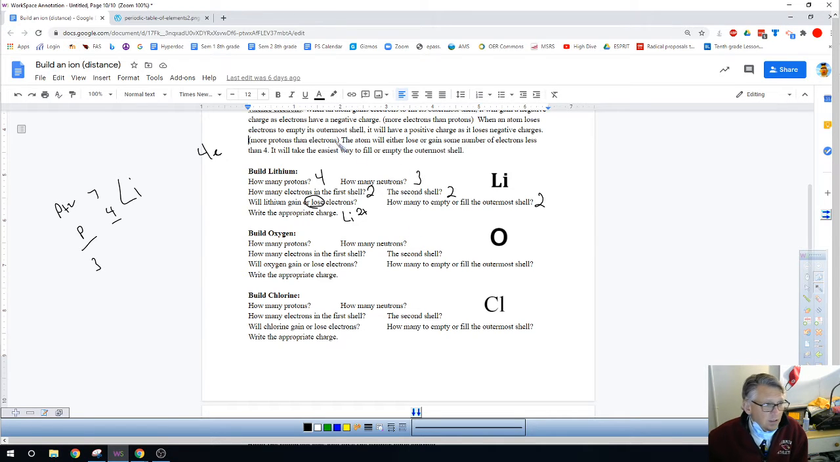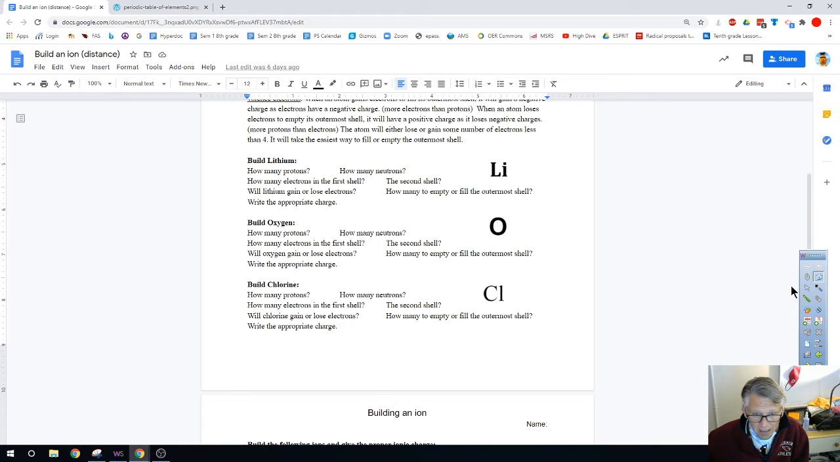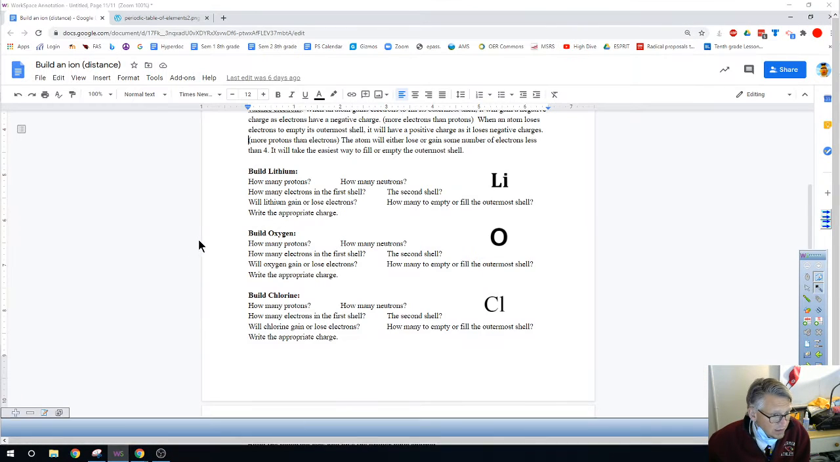Okay, so next one is oxygen. And if we take a look at oxygen, oxygen is 8 and 16. So oxygen is 16 and 8. How many protons will it have? It'll have 8. How many neutrons? 16 minus 8 is 8.